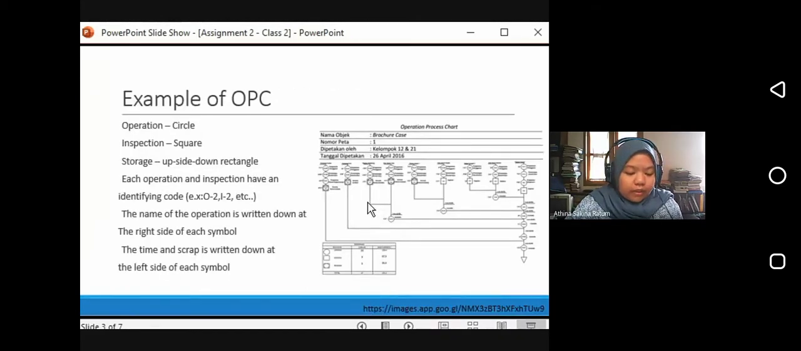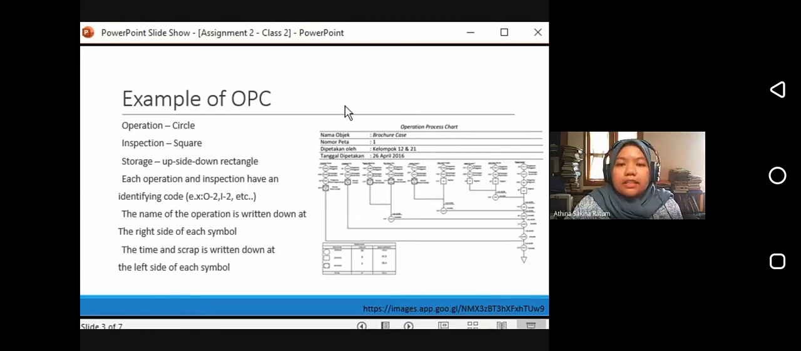This is an example of OPC. The operation is symbolized by a circle here. As for the inspection, it is symbolized by the square. Storage is symbolized by an upside down triangle. And each operation and inspection has an identifying code. So inside the circle or inside the square, usually they will have a number. Let's say if it's an operation, O1, O2 until the end, and if it's inspection, it would be I1, I2 until the end of the inspections.